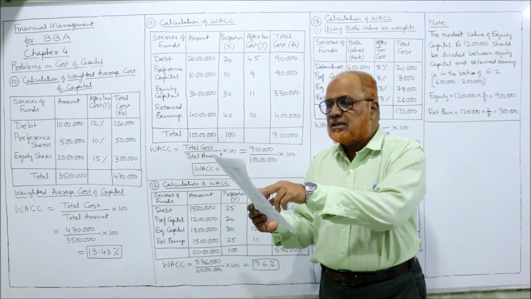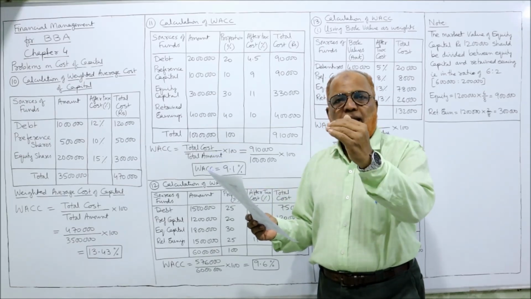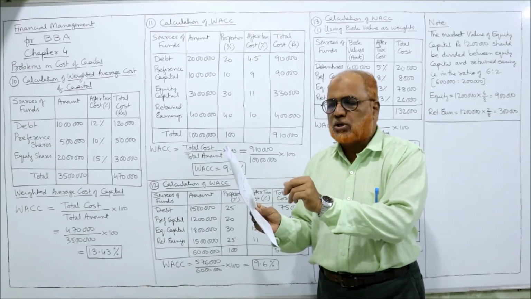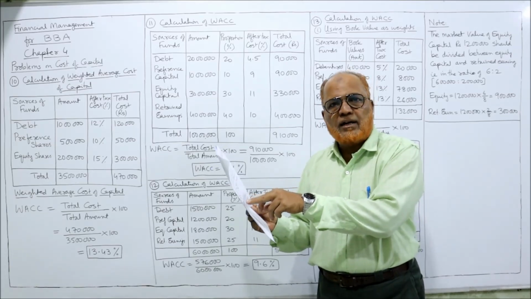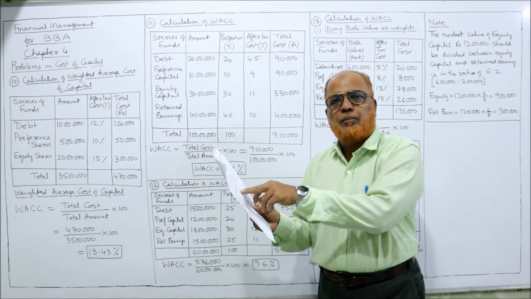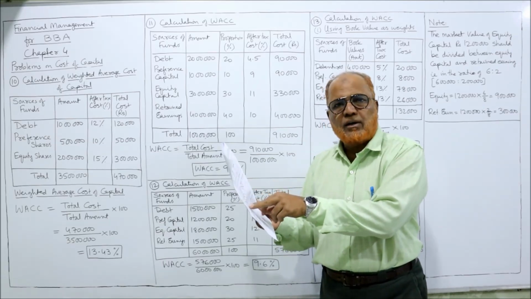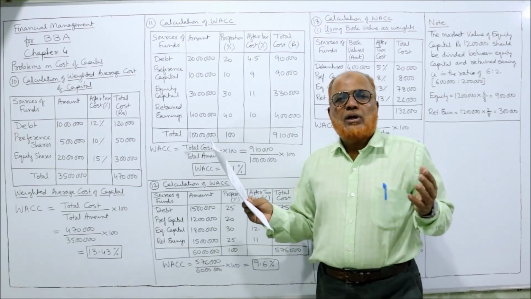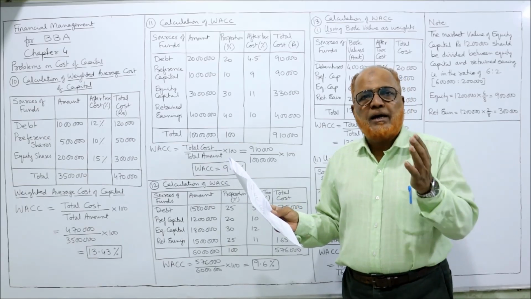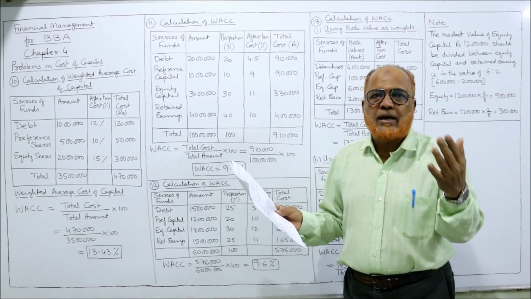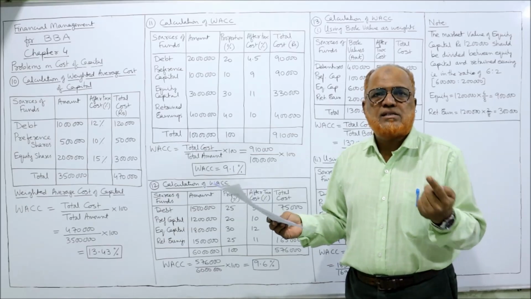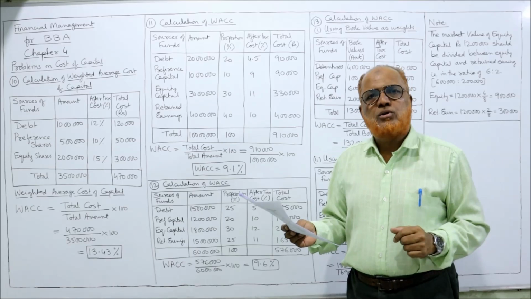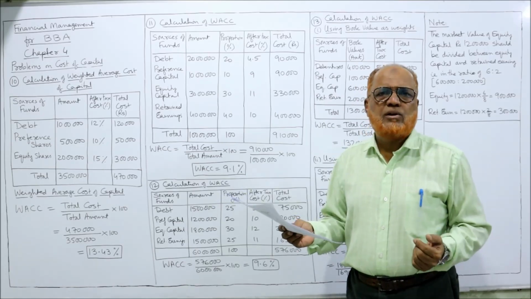In 1 crore, 20 lakh is debt. So 20 lakh by 1 crore into 100, you will get 20%. That is the proportion. Similarly, 10 lakh divided by 1 crore into 100, 10%. 30 lakh by 1 crore into 100, 30%. Like that proportion is given. So WACC can be calculated by using proportions or by using amounts. Both ways you will get the same answer. So right now we are using amount. So presently also we will use the amount.